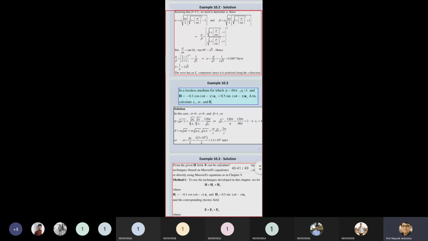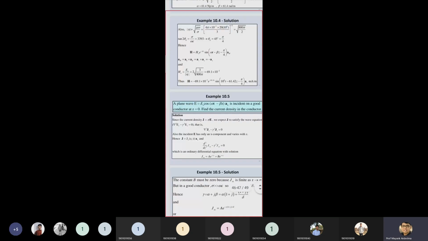Same case in the second example: intrinsic impedance is given to you, H is given. So what do you have to find out? You have to find three parameters: E, omega, and epsilon R. If I know H, I can easily find E. Similarly, based on omega, you can also find this, and you can also find epsilon. So try to solve the example which is given here.